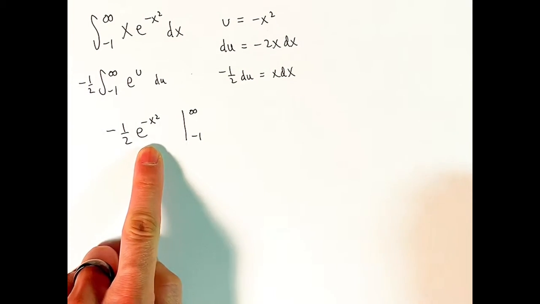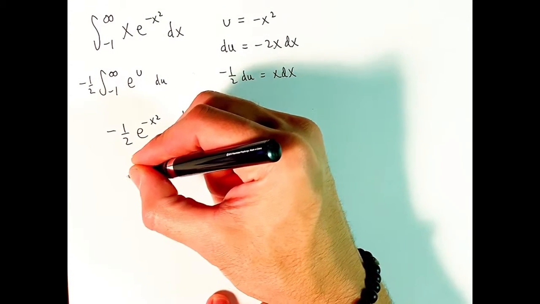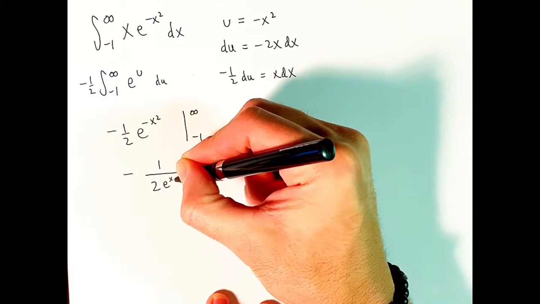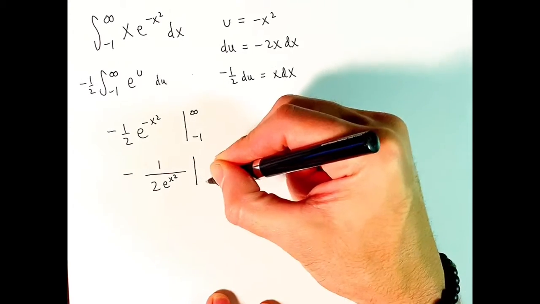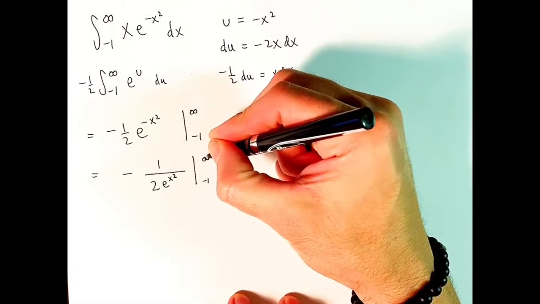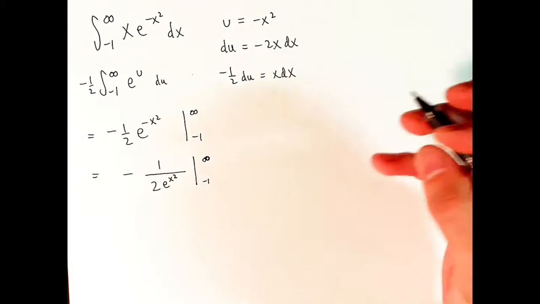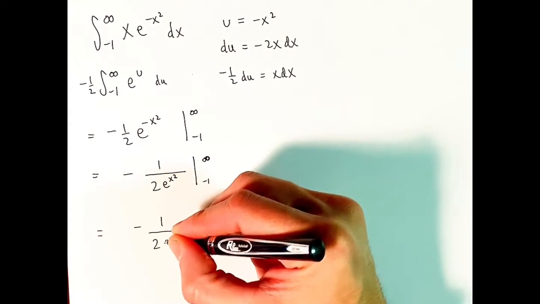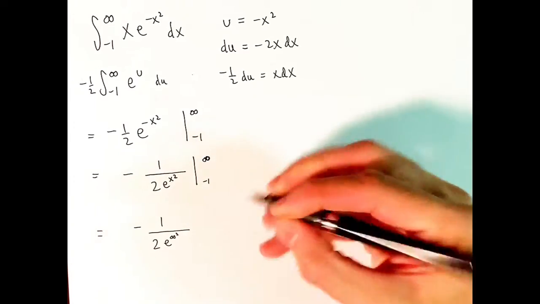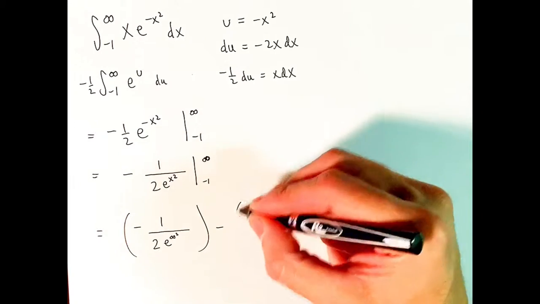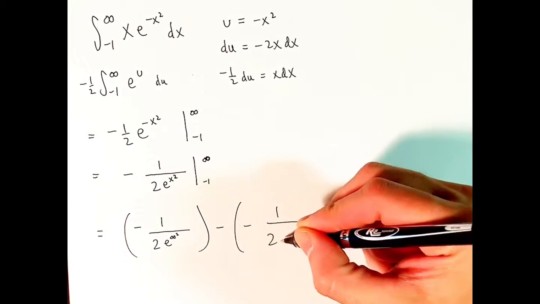If you want, you could do something here first. Why don't you rewrite this as negative 1 over 2e to the x squared. Yes, just using properties of exponents. Now let's drop in the infinity and the negative 1, and let's see what we get from all of this. So we are looking at negative 1 over 2 times e to the square of infinity. Take away. Now let's drop in the negative 1. So something like this.